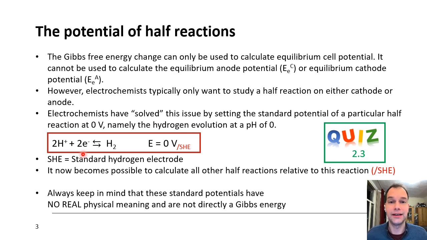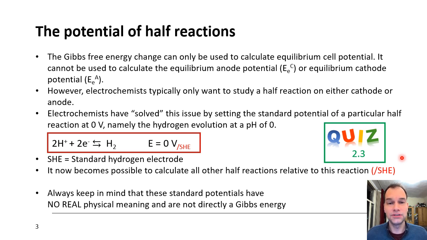So electrochemists are quite pragmatic, so they found a solution. Basically the solution they have proposed is that they take one reaction, namely the hydrogen evolution from protons, this reaction, and they say, well, this reaction we say has a potential of 0 volts. And now we can use this as the reference reaction. So if this reaction is 0 volt, then we can calculate the potential of all other reactions with respect to this reaction. And this you can practice in quiz question 2.3.